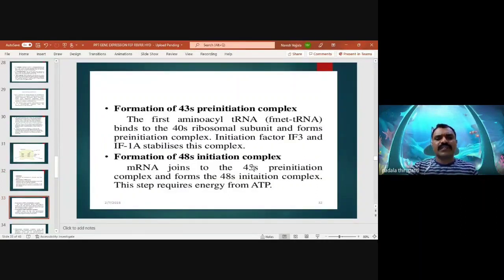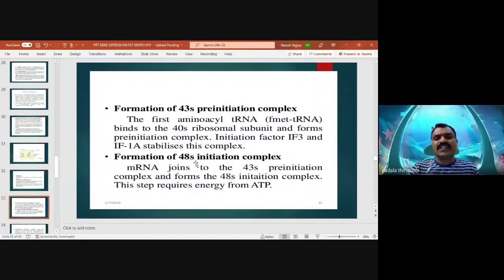Then comes the formation of the 43S pre-initiation complex. The second step of initiation is the formation of the 43S pre-initiation complex. The first aminoacyl tRNA, that is F-met tRNA, binds to the 40S ribosomal subunit and forms the pre-initiation complex. Initiation factor 3 and initiation factor 1A stabilize this complex.